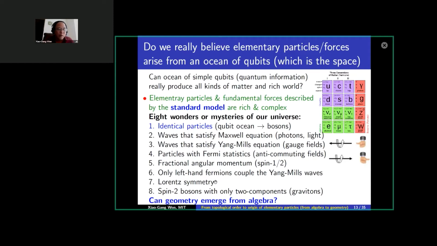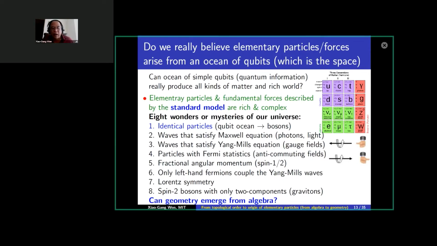And we have Lorentz symmetry and the graviton. So we have a lot of fundamental properties which we don't know where they come from. So we accept those properties as fundamental, assume them, and use them to build the standard model. That is our understanding of the standard model at the moment.